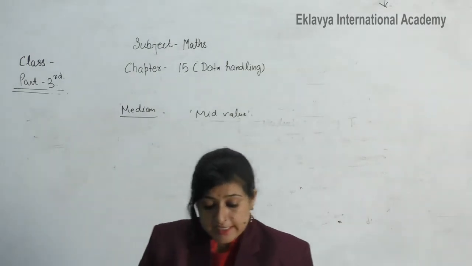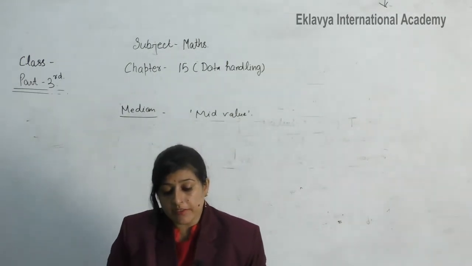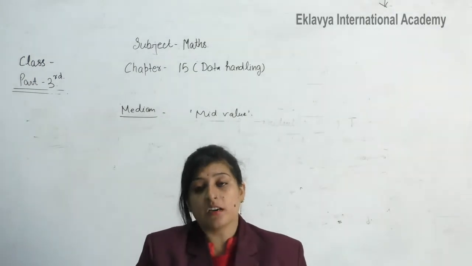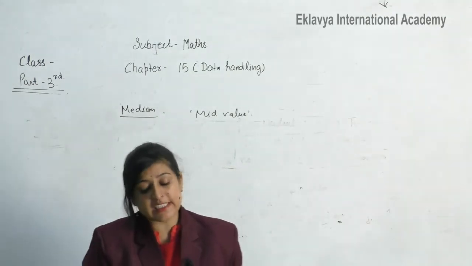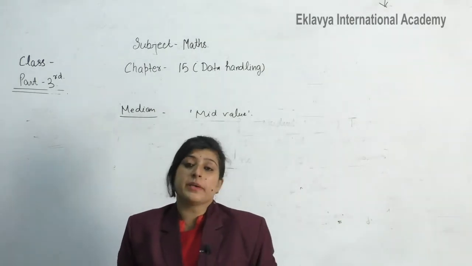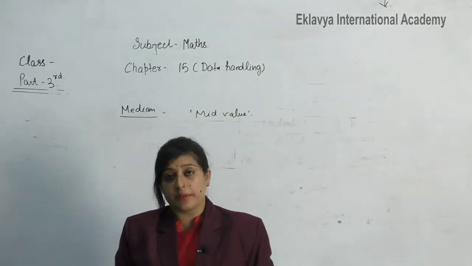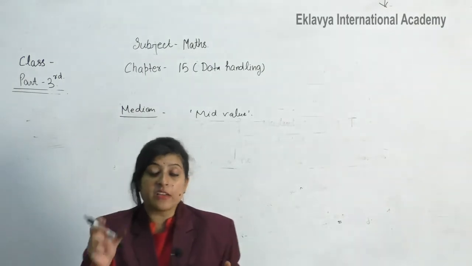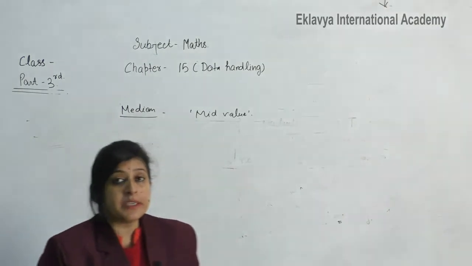Or we can say the median is the middle number in a set of numbers when all the numbers are arranged in order of size, that is descending or ascending. Means whether we arrange the numbers in ascending order or descending order, the middle number will be called the median.